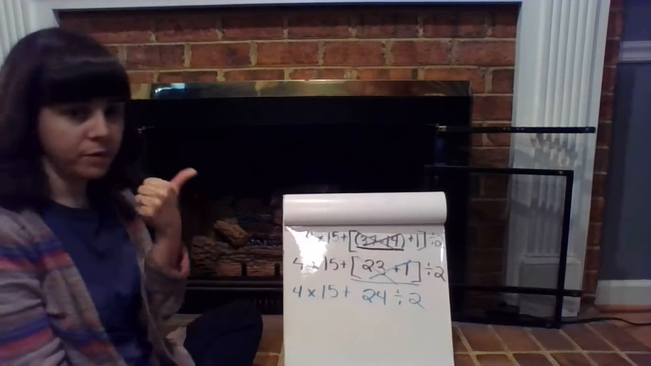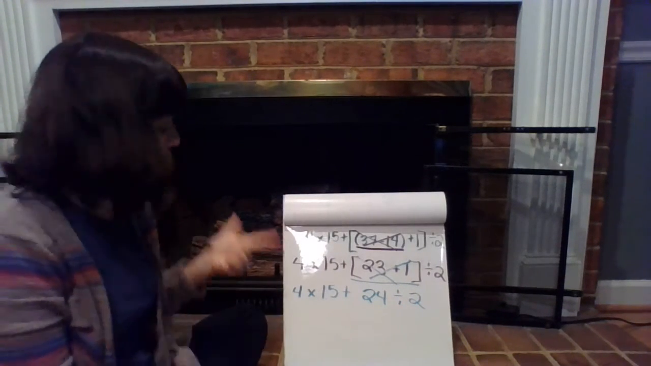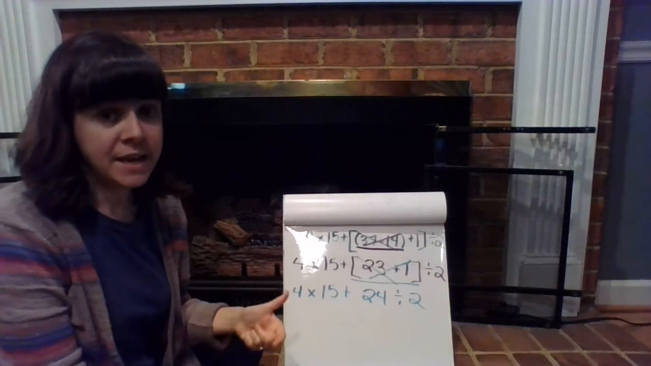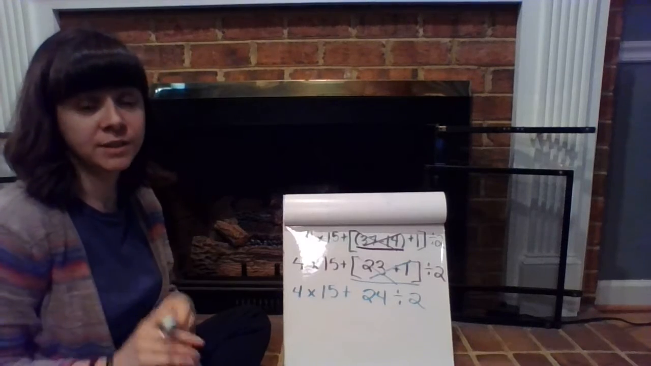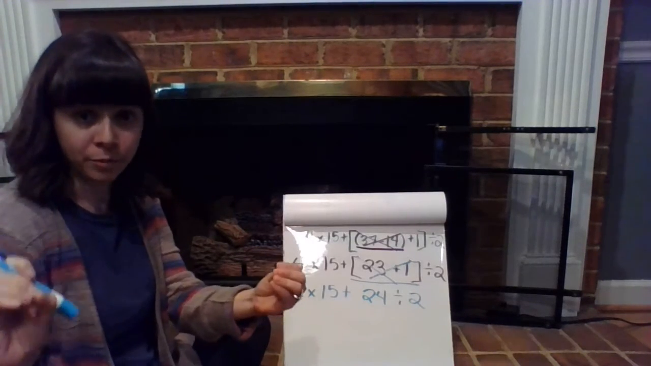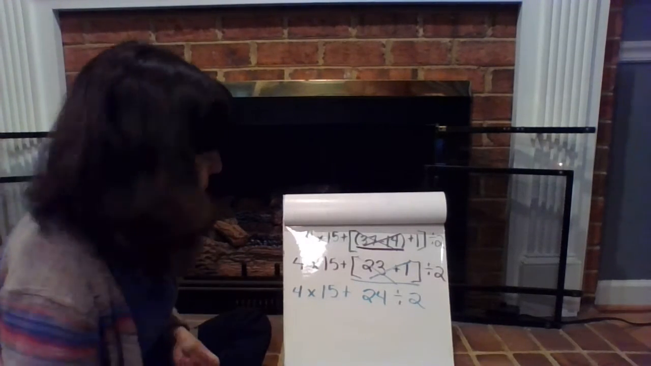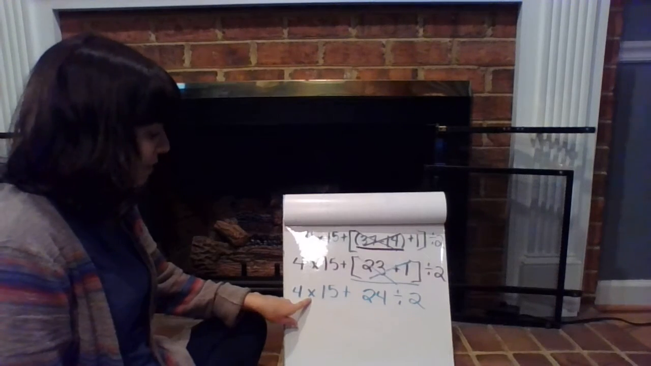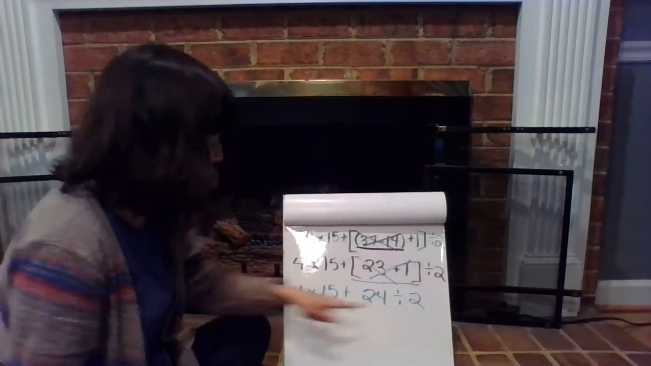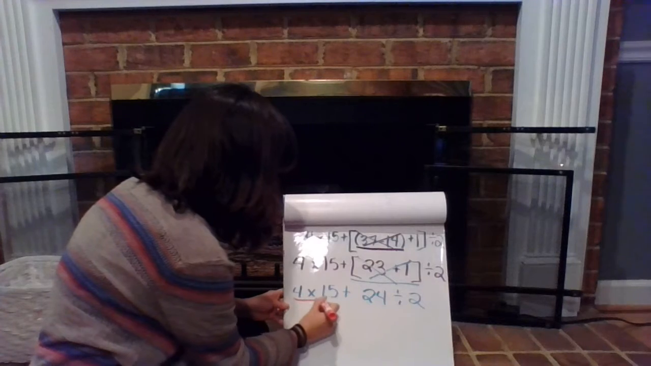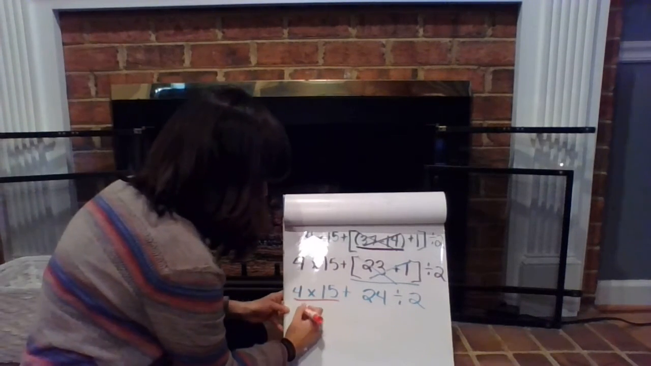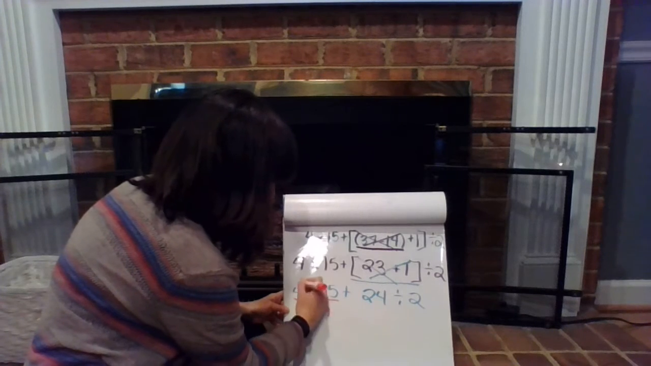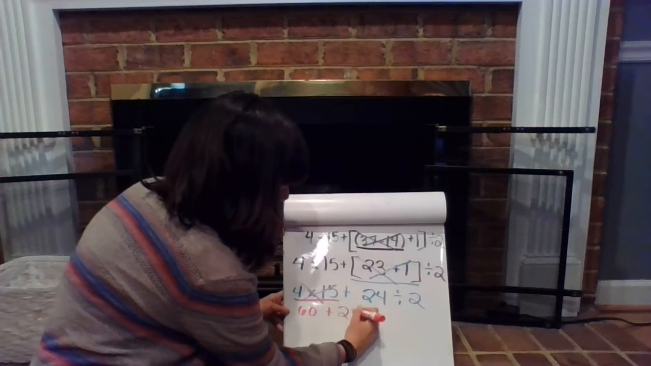All right, so P parentheses, E exponents, there's no exponents. MD is multiply, divide, and please remember that it's whichever comes first in the problem out of those two operations. Multiply or divide, whichever comes first. So I have multiplication before I have my division, which means I'm going to multiply first. And 4 times 15 is 60. And then I'm just going to bring down everything else.